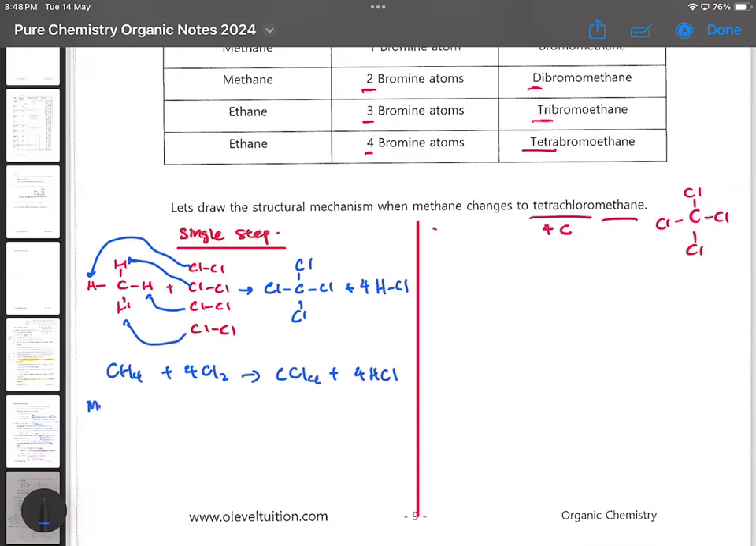And in the naming wise, we have the word equation. Okay, we have something like this. Every single hydrogen has to be swapped off by every single chlorine.